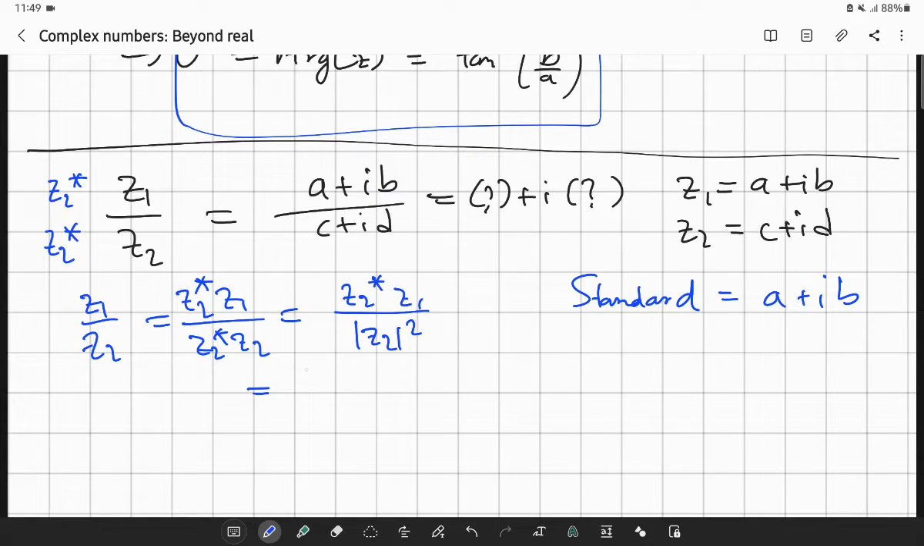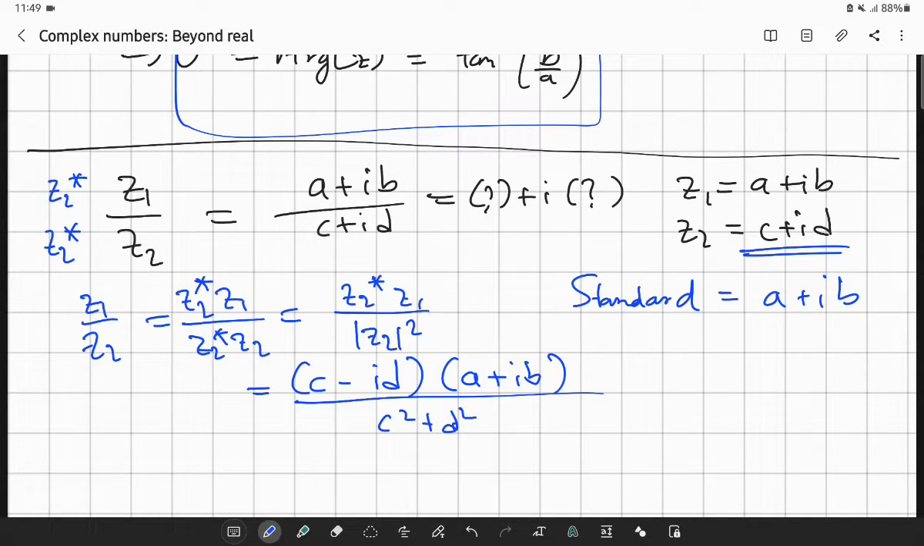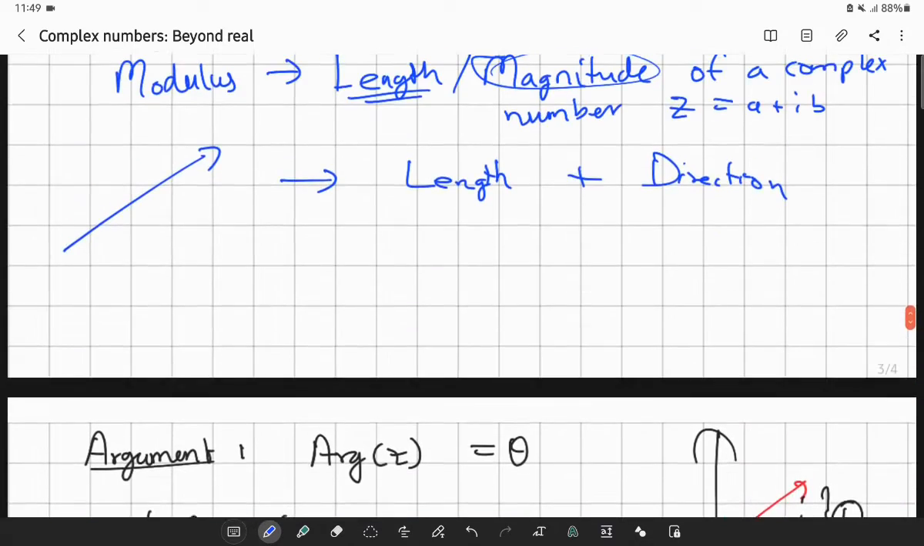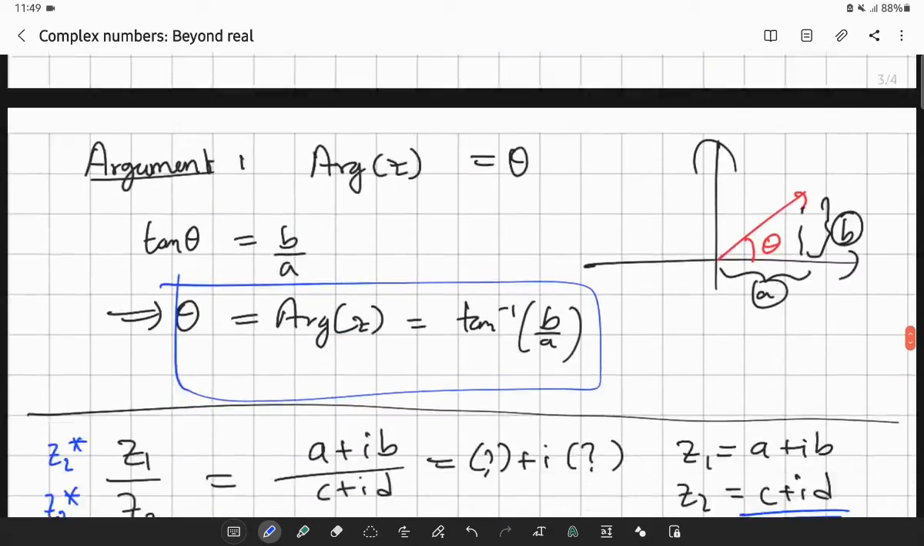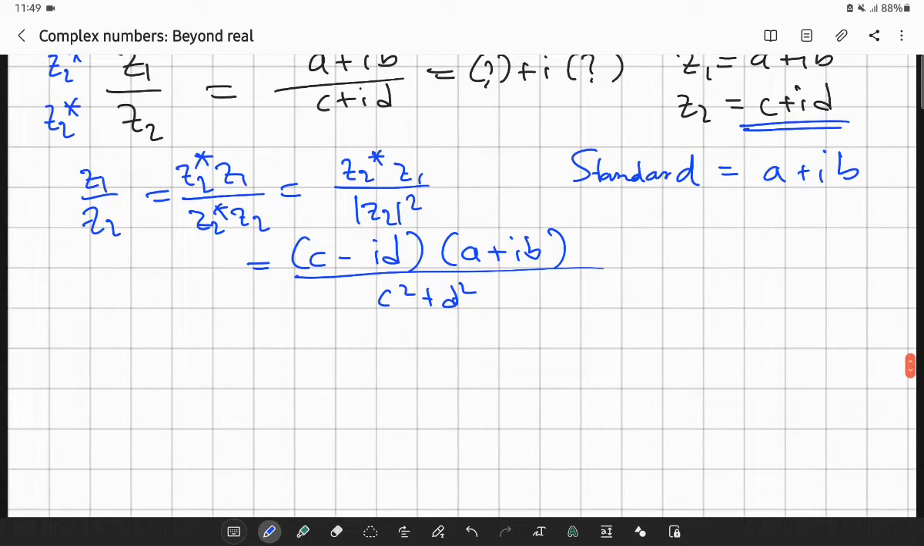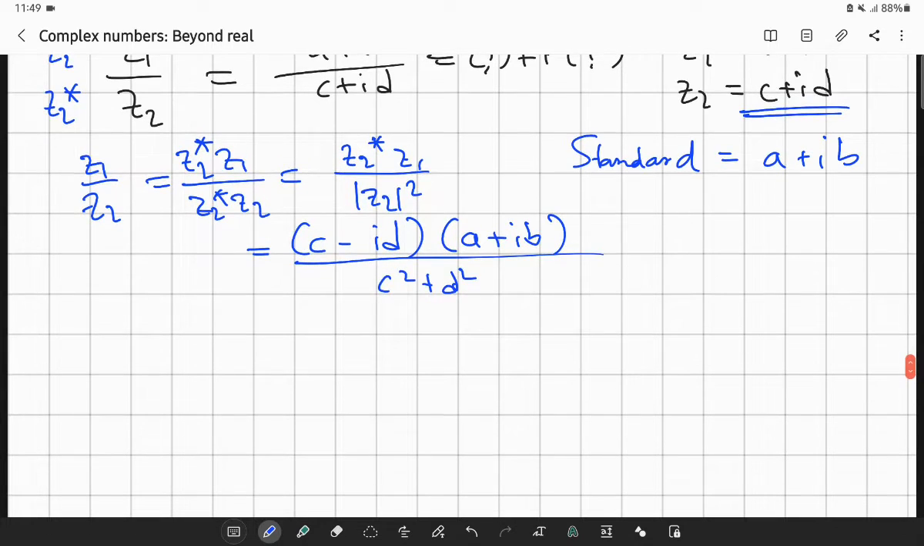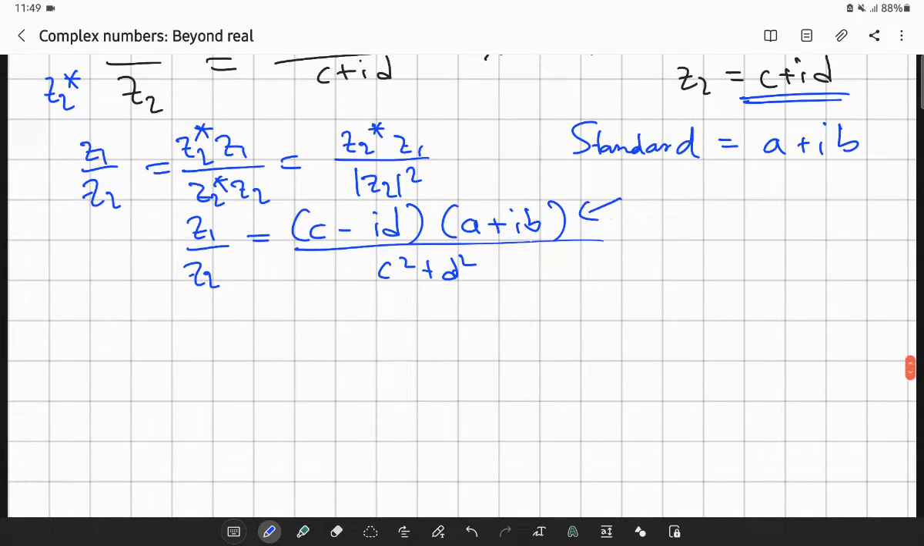Okay, what was z2? z2 was c plus id. If I take the conjugate, what will be the result? It will be c minus id. And z1 is simply a plus ib. And what is the modulus squared again? It's c squared plus d squared, isn't it? As we said before, it's a squared plus b squared, so in this case it should be c squared plus d squared. Now this is z1 over z2, and this is a simple multiplication. We can just do this quickly.